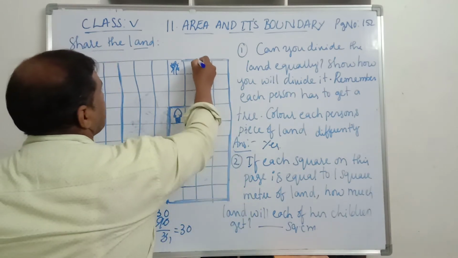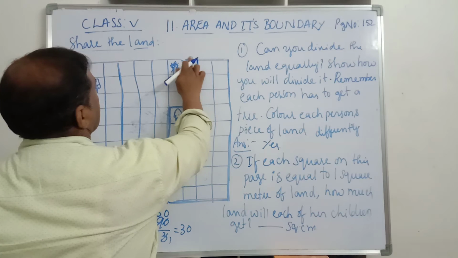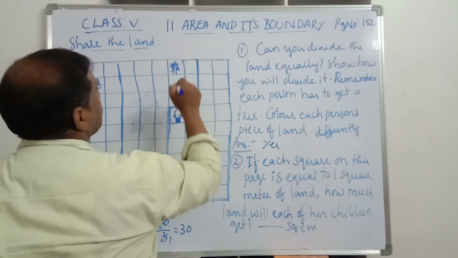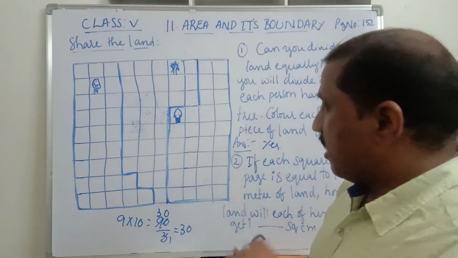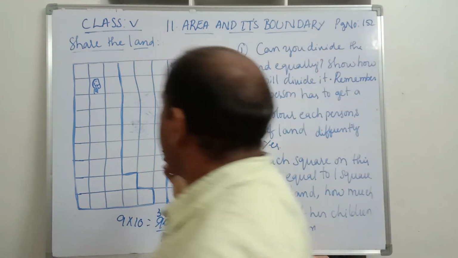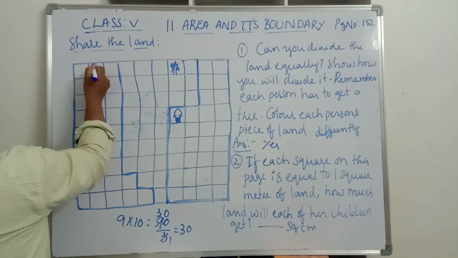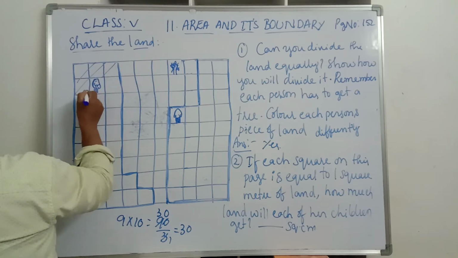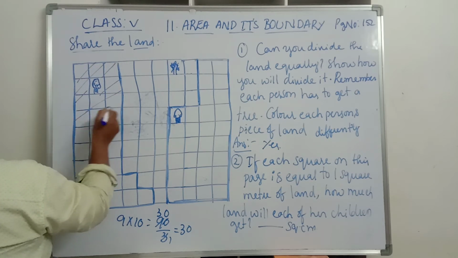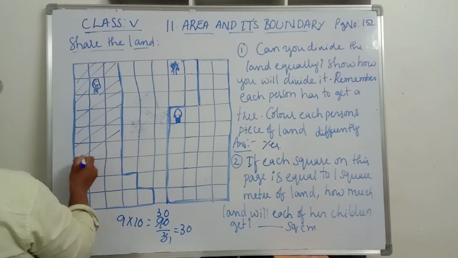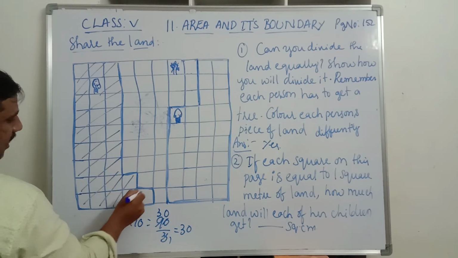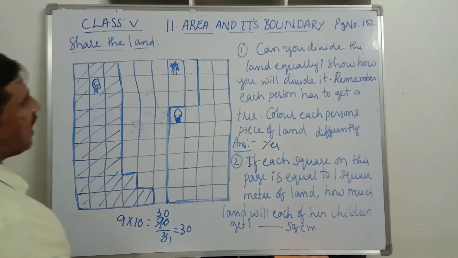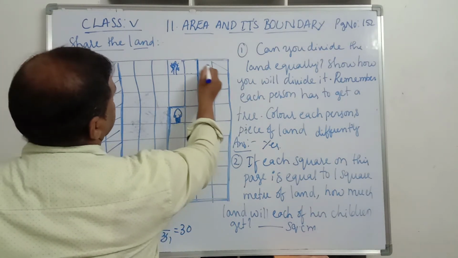So we got this piece of land. Now the 3 members got 3 trees, and like this. Now you can color them. Now I am drawing crossword lines, like this. This is one child's land. You see here, this is one child's land, and the other child's land I draw like this.